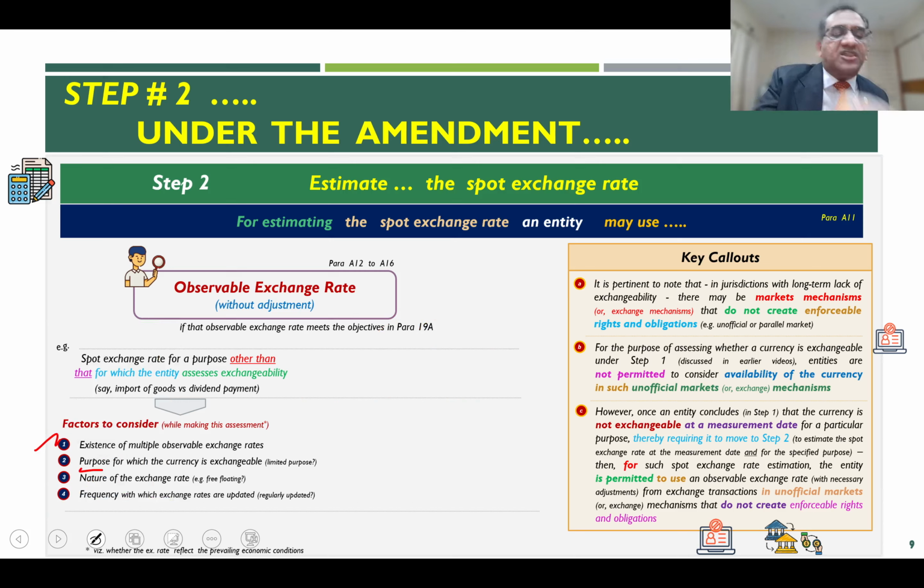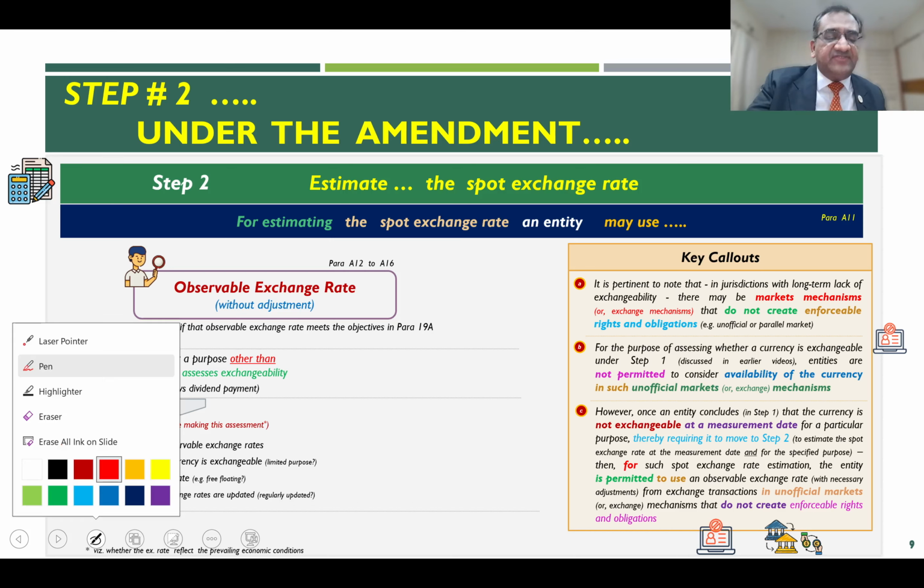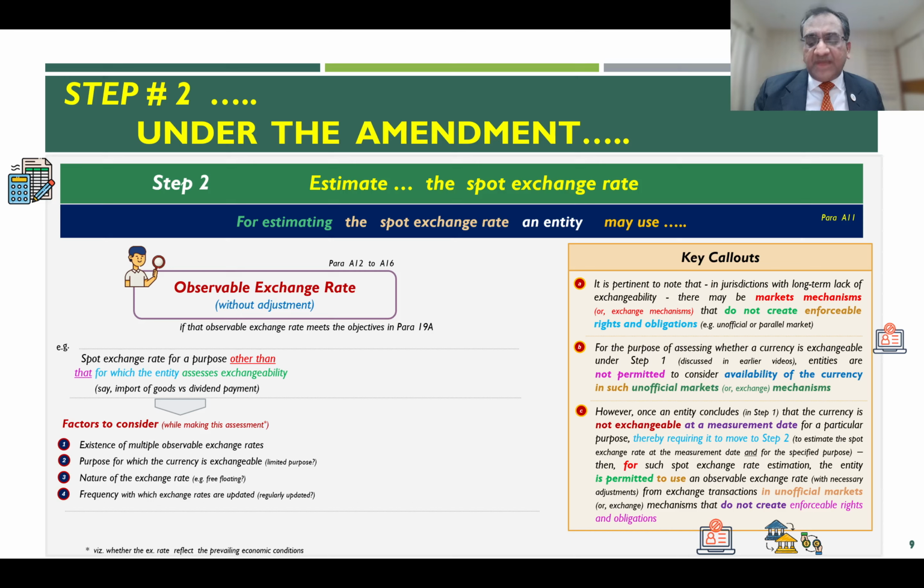Then the purpose for which the currency is exchangeable. The nature of the exchange rate: is it free floating, or is it fully administered by a particular agency? And the frequency with which these exchange rates are updated. Are they updated regularly, let's say every day, or perhaps multiple times in a particular day? Now we will explain all of these by way of the case study in the next couple of slides. So this is one methodology.